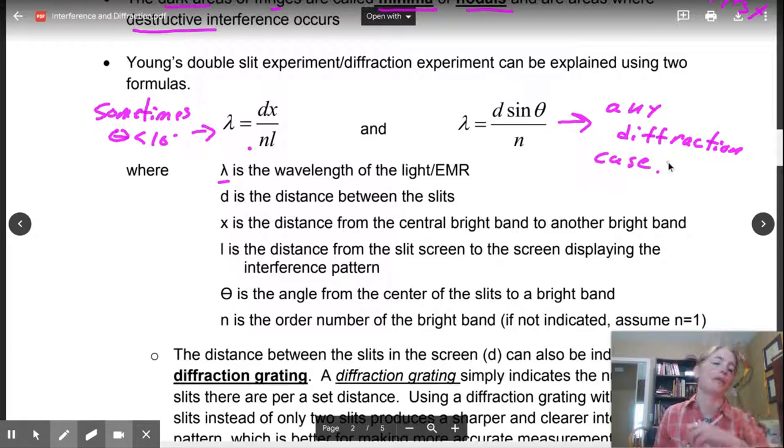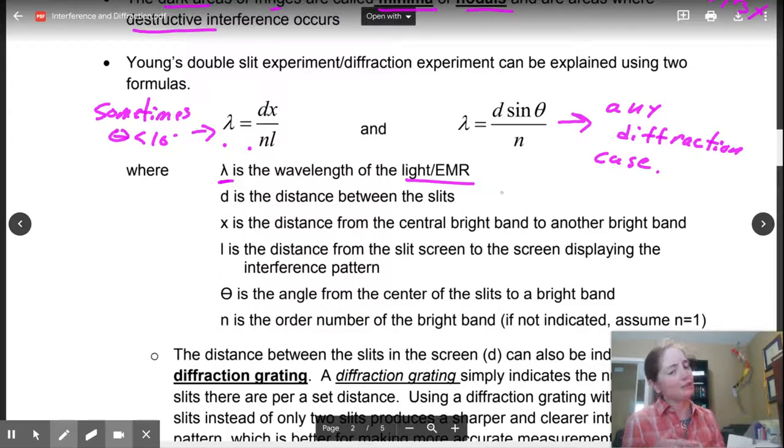So you can use that in any of the diffraction scenarios you'll be given. This one you can only use if theta is less than 10 degrees, so we'll talk about that later. Okay, so lambda is the wavelength of your light or your EMR, and that will most of the time either be given to you in the question or be what you're asked to calculate. D is the distance between the slits.